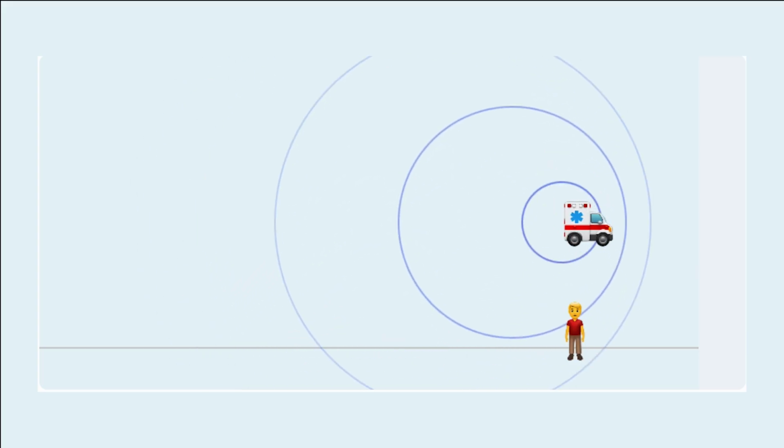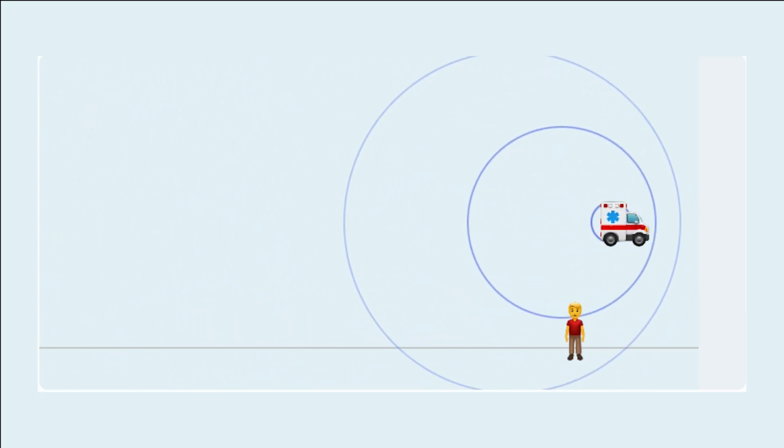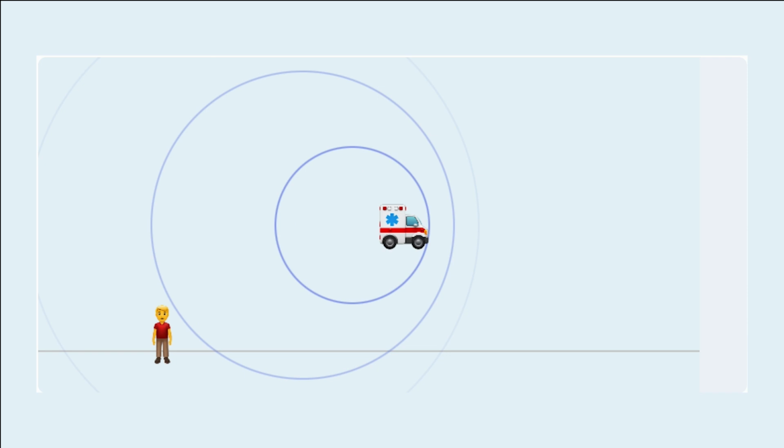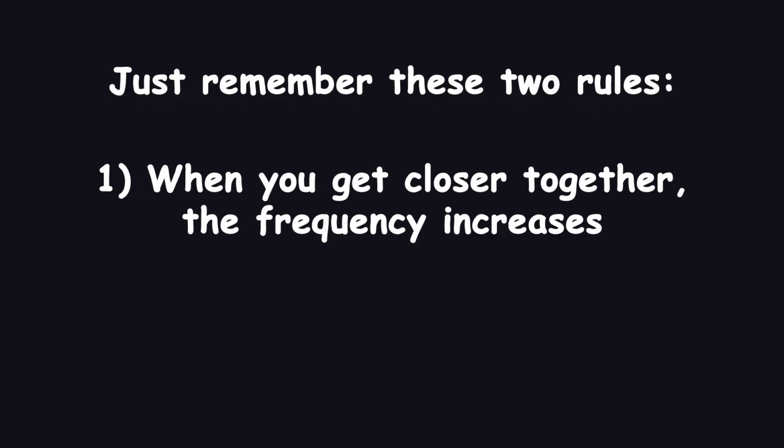But on the left side behind the car, the waves are getting stretched out. The distance between them is larger. For a person standing here, the sound waves will hit their ear less often, which means a lower observed frequency or a lower pitch. This right here is called the Doppler effect.